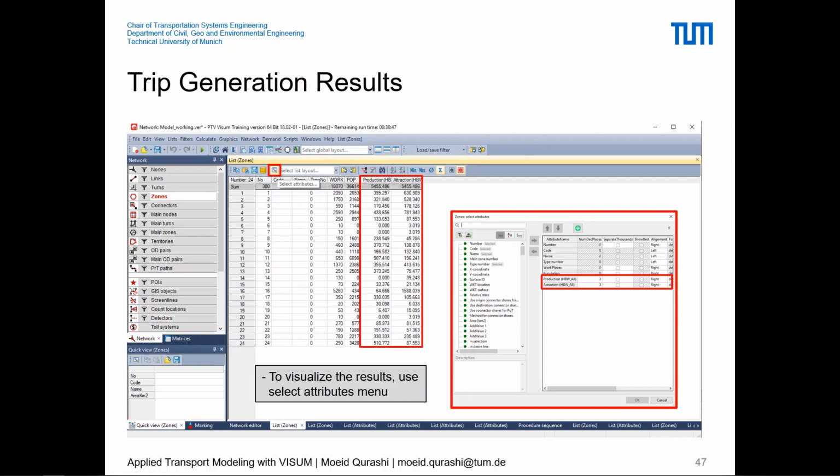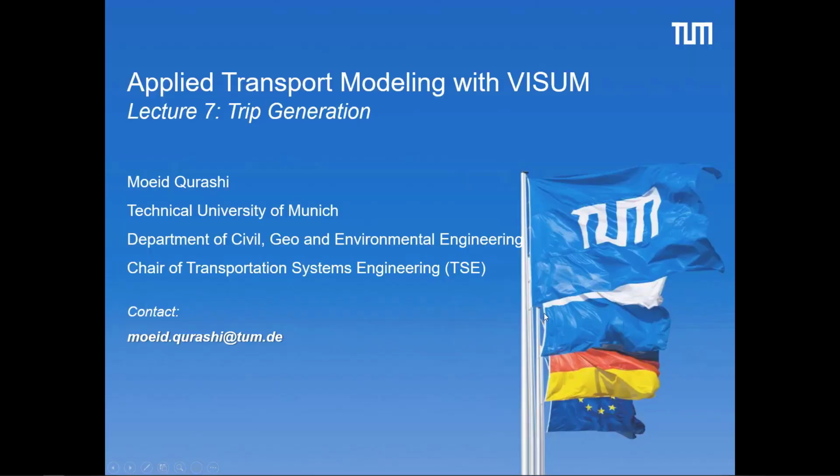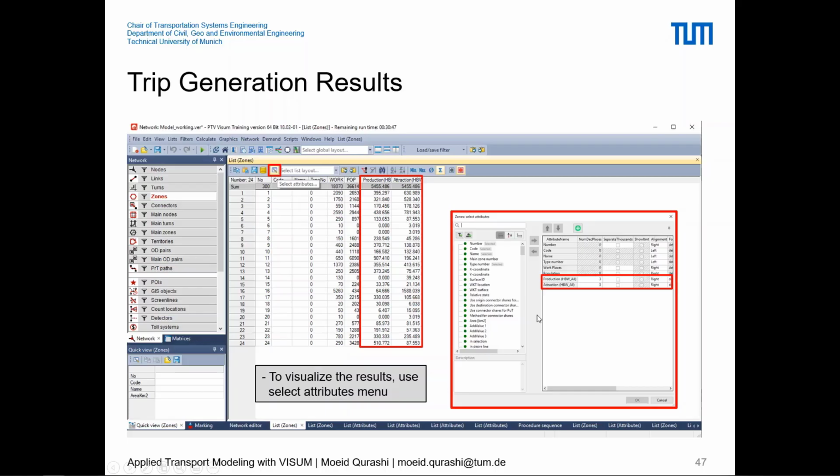You have to add these attributes into this list table. I'm going to show you how. So basically you need to click here, select attributes, and inside here you have to search production and attraction and press this arrow direction here to add this inside the table, production and attraction. We'll go and visualize this in Visum as well. But yeah, this is the overall idea that we have for doing the trip generation.